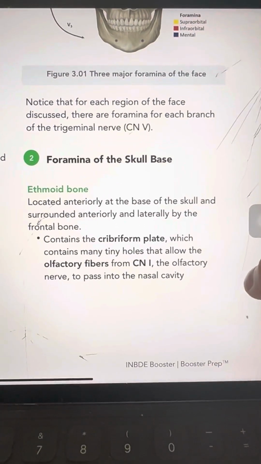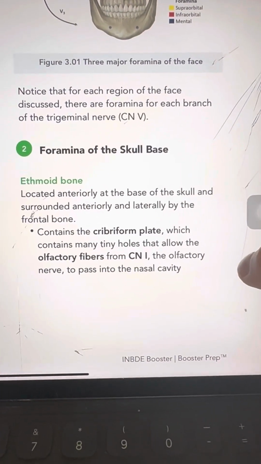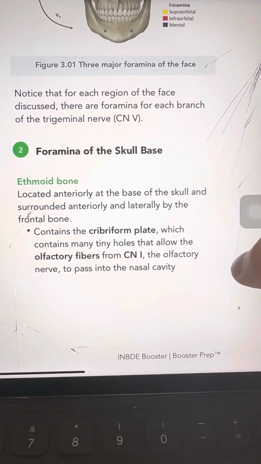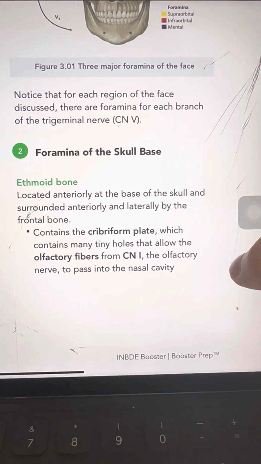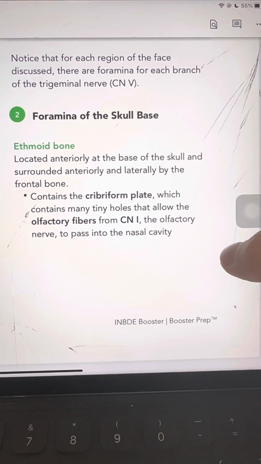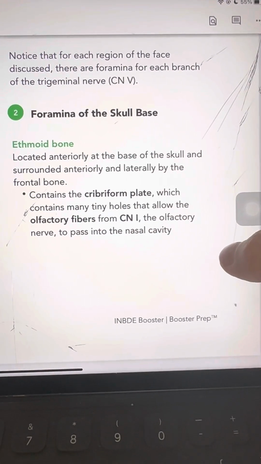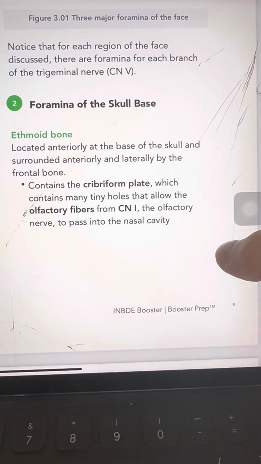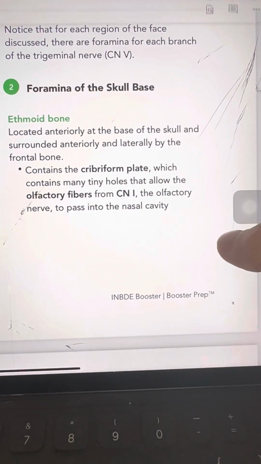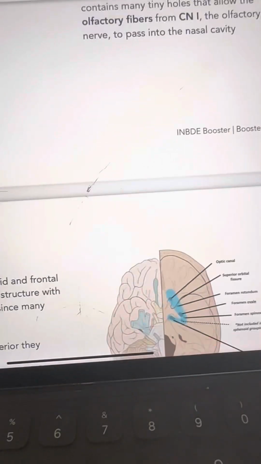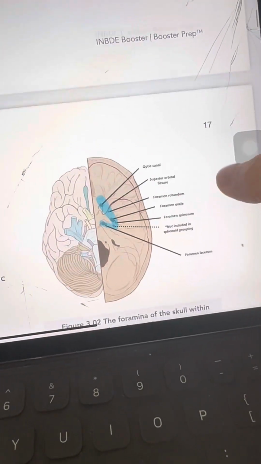Foramina of the skull base. Ethmoid bone, located anteriorly at the base of the skull and surrounded anteriorly and laterally by the frontal bone, contains the cribriform plate, which contains many tiny holes that allow the olfactory fibers from CN1, the olfactory nerve, to pass into the nasal cavity. Crista galli.